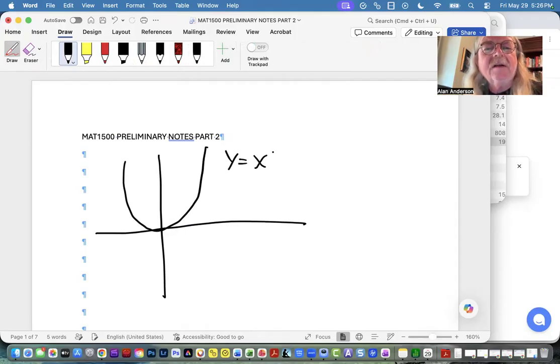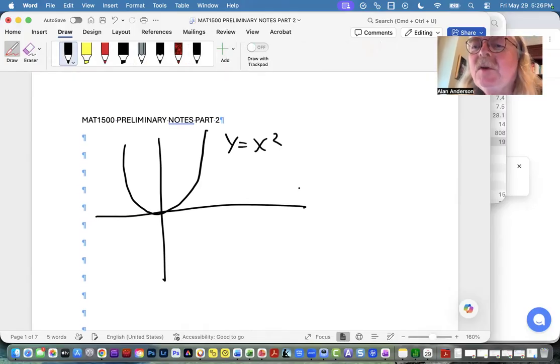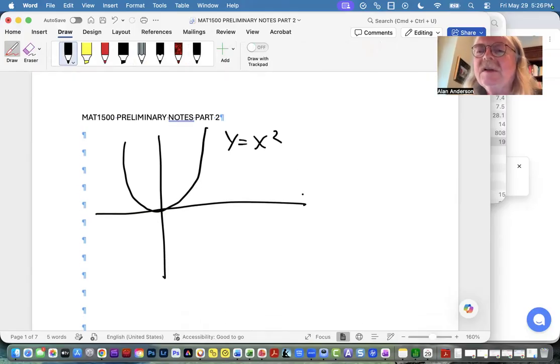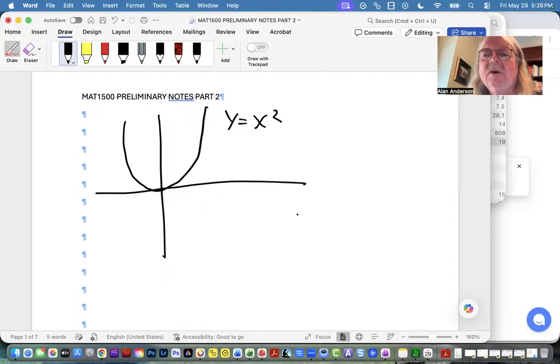y equals x squared. So I'm normally used to writing on the whiteboard, and so I'm still getting used to the idea of writing on a tablet. So for a while, my graphs will be a little awkward looking, I think, but I think I'm getting there. I'm improving a little bit here. But anyway, y equals x squared.